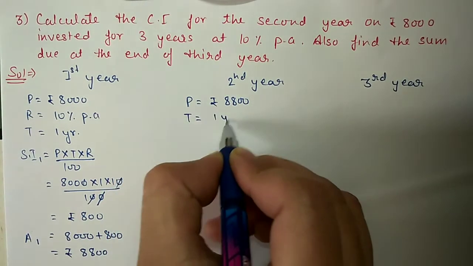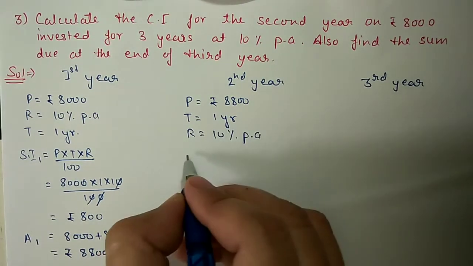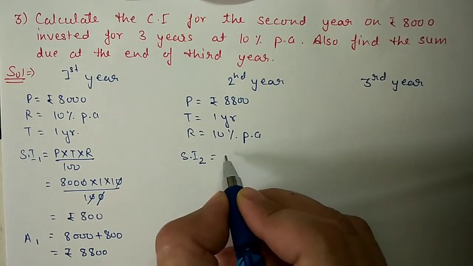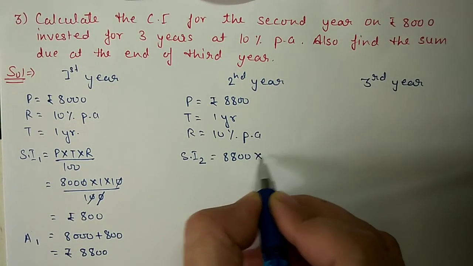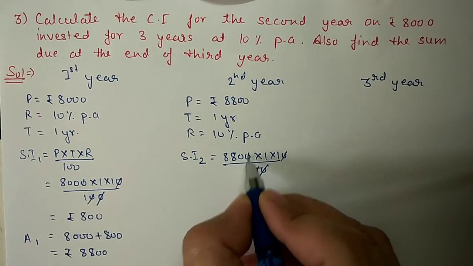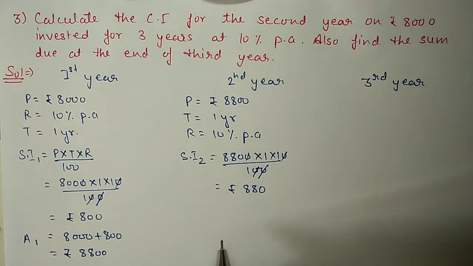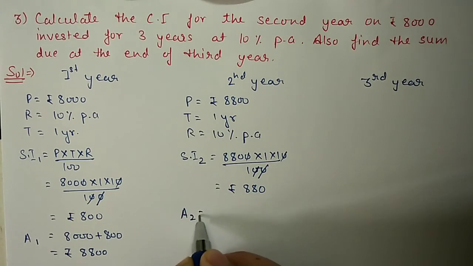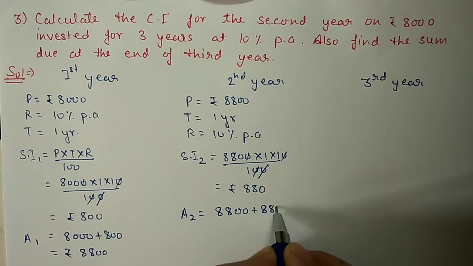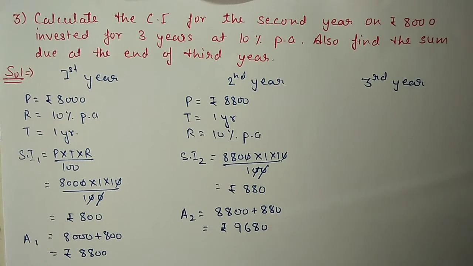Time is 1 year and rate of interest is 10% per annum. Substitute values again in formula. Calculate simple interest for the second year. 8,800 multiplied by 1 into 10 divided by 100. Cancel out zeros by the end and we'll get 880 rupees. So amount by the end of second year will be 8,800 plus 880 rupees, which we will get equal to 9,680 rupees.